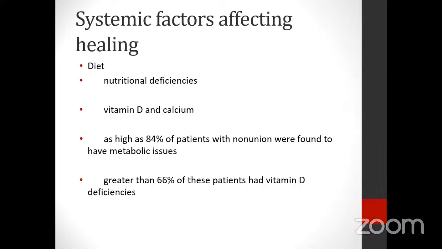We'll go through now some systemic factors that affect the healing. As we said, the most important local one is the blood supply. Now, regarding the systemic factors, we have the diet. They noticed that the majority of patients who went through non-union had some metabolic issues, and two-thirds, 66% of them, have vitamin D deficiency.